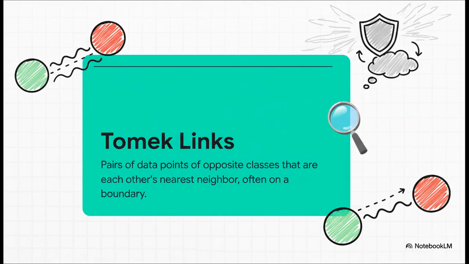Okay, so a Tomek link is basically a pair of data points, one legit, one fraudulent, that are sitting right next to each other in the data, and they are each other's single closest neighbor. These pairs are like big red flags pointing to that blurry, confusing boundary.